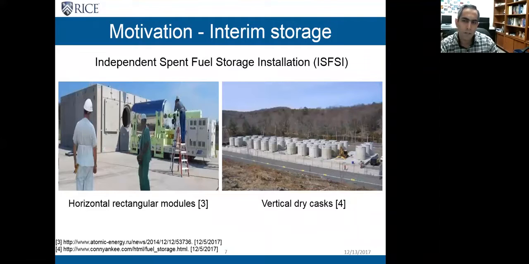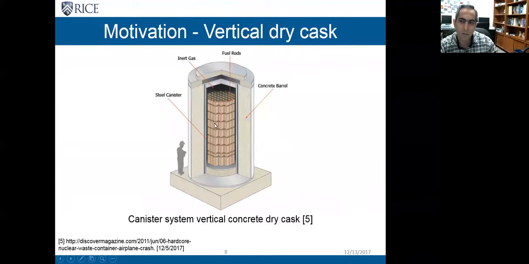For the interim storage, independent spent fuel storage installations, or ISFSIs, are used. The structure which is used for the storage is called dry casks. There are two major designs of the casks. One is horizontal rectangular models, and the other one is vertical casks. In these structures, flow of air cools down the fuel, and that's why the structure is called dry cask. My research is about vertical concrete dry casks. The structure looks like what you see in the picture.